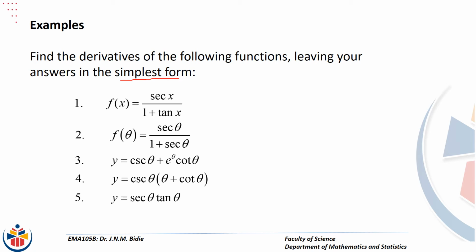The second term is a product, but the first term is not. So y prime will be equal to the derivative of cosec theta, which is negative cosec theta cot theta, plus, then you use the product rule. Take down e to the power theta, find the derivative of cot theta, which is negative cosec squared theta, plus cot theta times e to the power theta, and then you simplify.